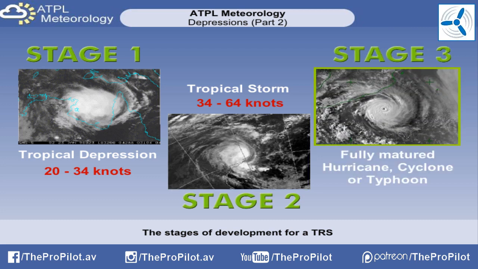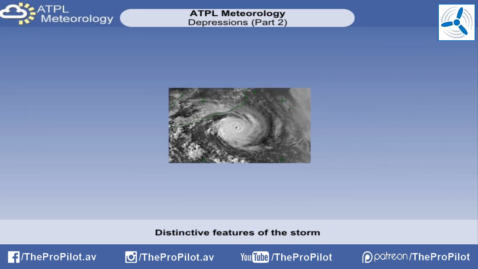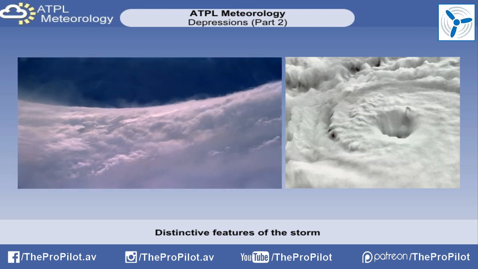Stage 3 is the fully matured hurricane, cyclone or typhoon, depending on your location, and has surface winds in excess of 64 knots. There are several distinctive features of the tropical revolving storm. The eye and the wall are two important ones.